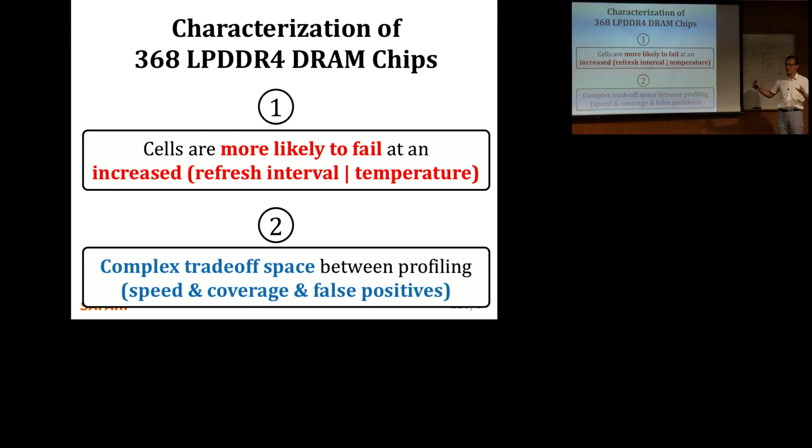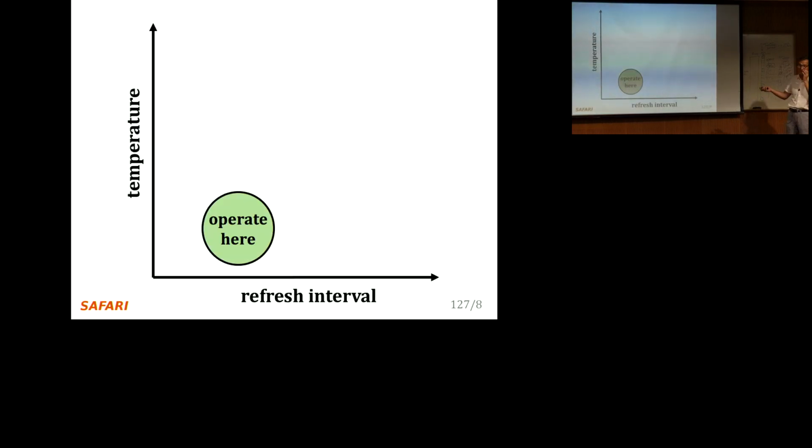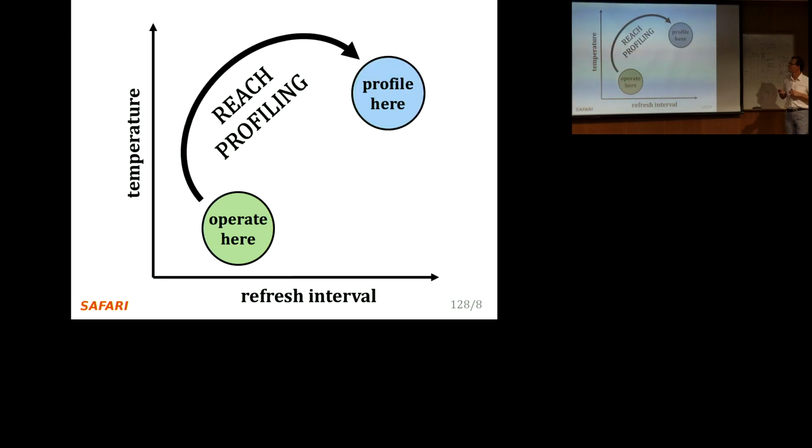I'm not going to go over all of this. There's a lot to talk about here. But the basic idea is if you want to operate here at a refresh interval here and a temperature here, it might be a good idea to profile aggressively over here. And this is called reach profiling. If you want to reach here, you actually profile here. Meaning, what does this mean? Basically, you profile at a much higher refresh interval and much higher temperature, if you can. If you can do this online, that's even better. Of course, you can maybe do the online profiling at a higher refresh interval, but it's not clear if you increase the temperature intentionally to do the online profiling.